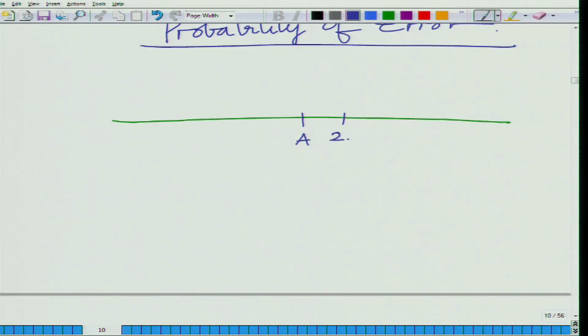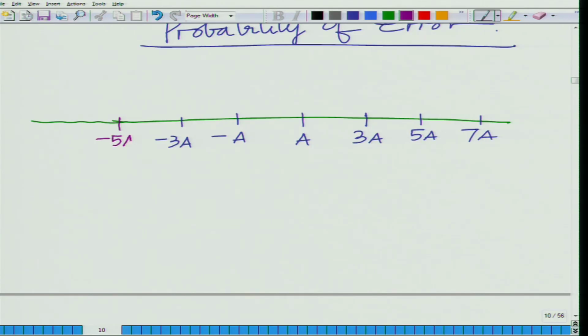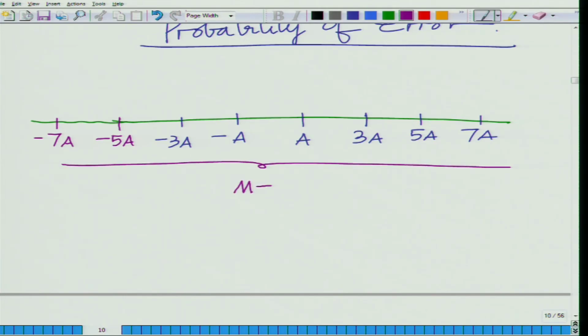Now, we have the levels A. For instance, let us again consider our M equal to 8 case, because that is simple to handle, with levels minus A, minus 5A and minus 7A. This is your M equal to 8 PAM.